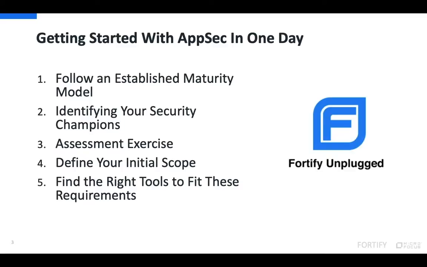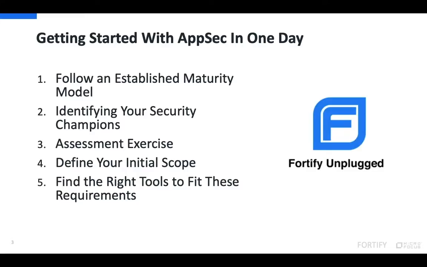Just a quick recap. In our last webinar of this series, Getting Started with AppSec in One Day, we discussed several steps your organization can take to begin your application security journey. So I just wanted to quickly hit the key steps that came out of that webinar. First, we talked about aligning yourself with an established maturity model such as the OWASP SAM. Next, we discussed the advantages and the steps to take in creating security champions within your organization. After that, we went over performing an internal security assessment and some key prep and outcome points for that.